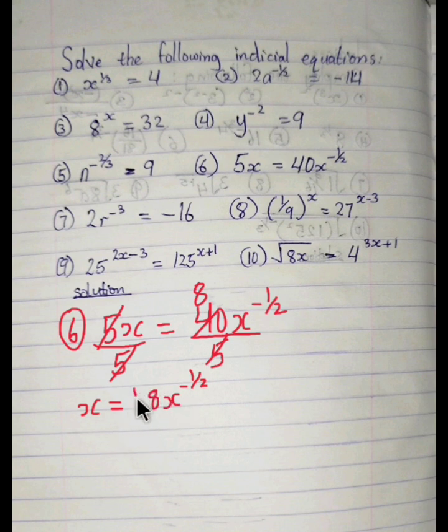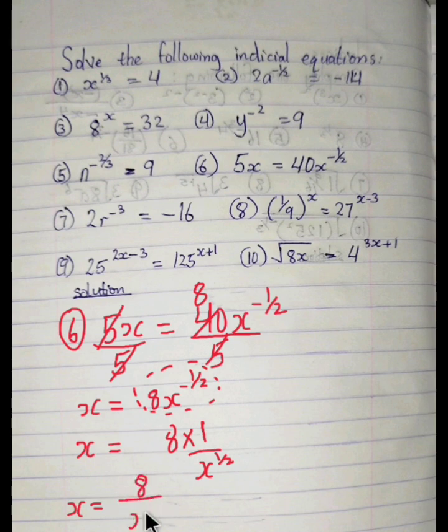On the right hand side of the equation, this is equal to 8 times 1 over x raised to the power 1 over 2, because if you write this negative power, it becomes 1 over x raised to the power 1 over 2. Now this is x is equal to 8 over x raised to the power 1 over 2. So what do we do next? We are going to cross multiply.